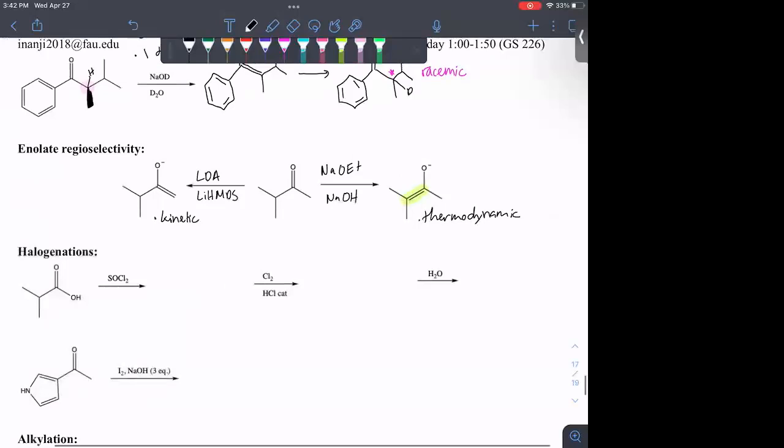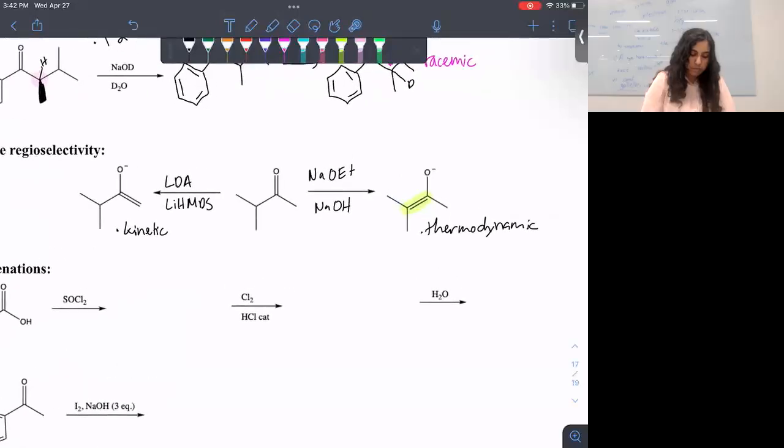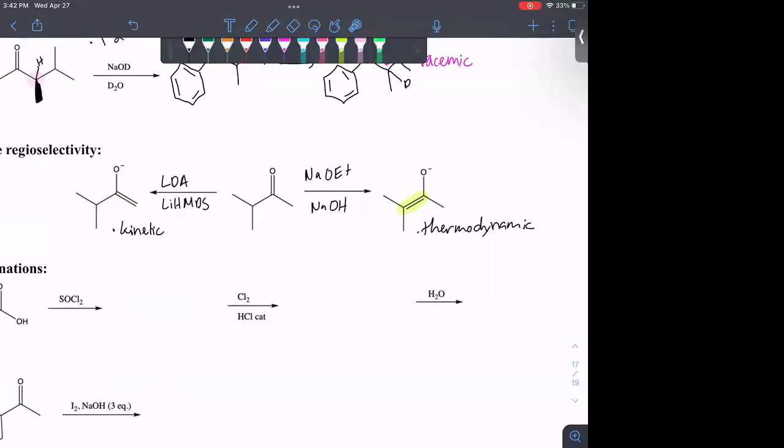How did you determine the first one was kinetic again? I'm sorry, because it was bulky. The first one is kinetic. Well, not because we used a bulky base. It was kinetic because it forms faster. And it forms faster because it's easier for a base to deprotonate on the less hindered side. Okay, thank you.